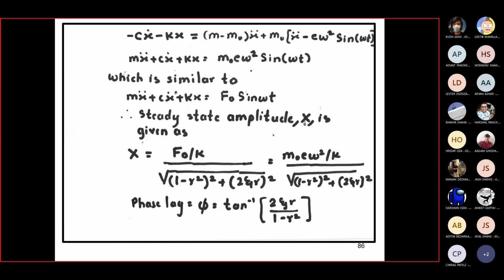So that gave me the acceleration, and then I wrote the D'Alembert's equation. On the left hand side I added the damping force and the spring force. When I rearrange these terms, I get the equation m x double dot plus c x dot plus k x is equal to m0 e omega square sine omega t, which is similar to the equations we have earlier written: m x double dot plus c x dot plus k x is equal to F0 sine omega t. Equating F0 to m0 e omega square, I get the steady state amplitude.